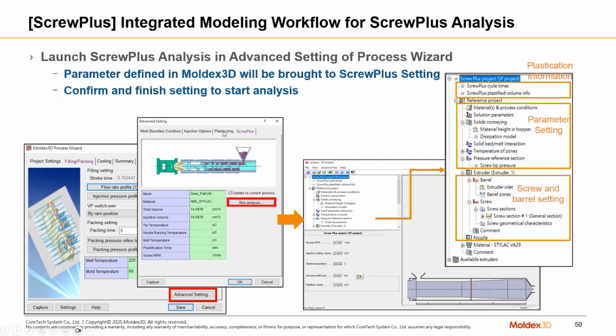And then from the input side, you can always find the plasticizing and ScrewPlus from the advanced setting. If you're using machine mode in our process conditions, you can find the plasticizing, which will allow you to input your barrel information, and then ScrewPlus will allow us to input some other information so that you can run the analysis straight away in the process wizard, and you'll get an output for the temperature variation. And you can see some of the other outputs over here.